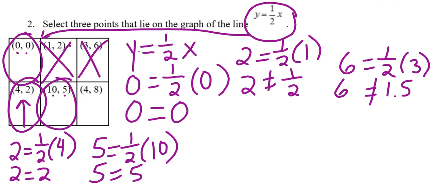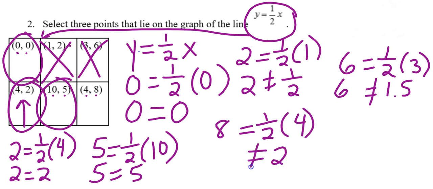And then the last one, 4 and 8, y, 8 equals 1/2 times x. 1/2 of 4 is 2. 2 is not equal to 8, so this one is not going to work. So again, when you don't have the graph in front of you, you can simply go back and plug in the values and see if they're equivalent, just like when we checked our equations.